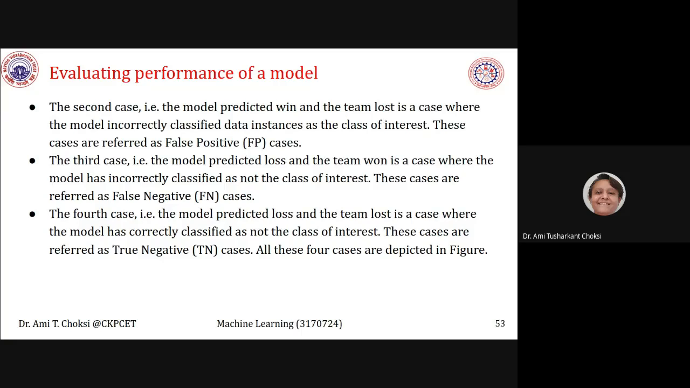The third case, that is the model predicted loss and the team won. That means false negative. Falsely negative is being chosen, right? Fourth case, the model predicted loss and the team lost. That is correctly lost, right? Correct loss, or we can say it is considered as the true negative cases.